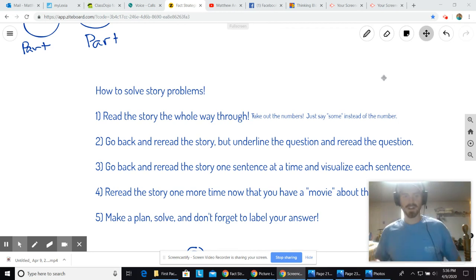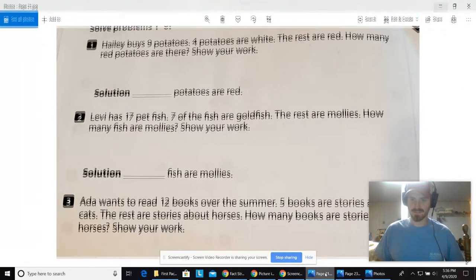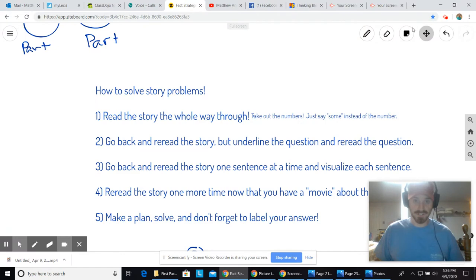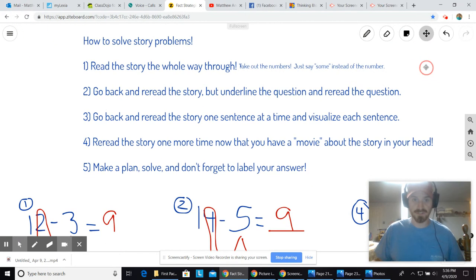Hey, so I wanted to make a video about the take apart problem page on your packet, boys and girls. I want us to take a look at number one right here on page 21 and number three. But before we get started, I wanted to review with you and to show your parents the steps that we use to solve all story problems, no matter what.